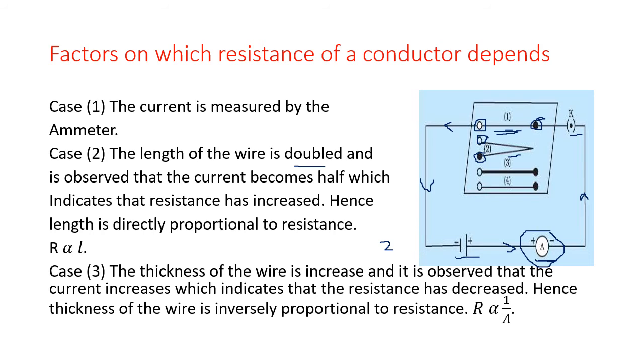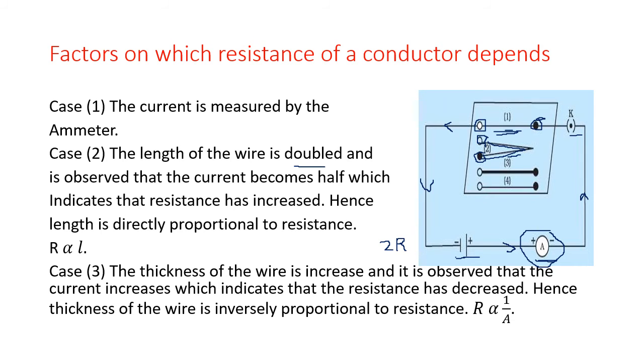The resistance has doubled. So what you can see here, by increasing the length of the wire, we have increased the resistance. So increasing the length of the wire indicates an increase in resistance. How did we find out? When we replace wire 1 with wire 2, the wire 2 which is double in length than wire 1.